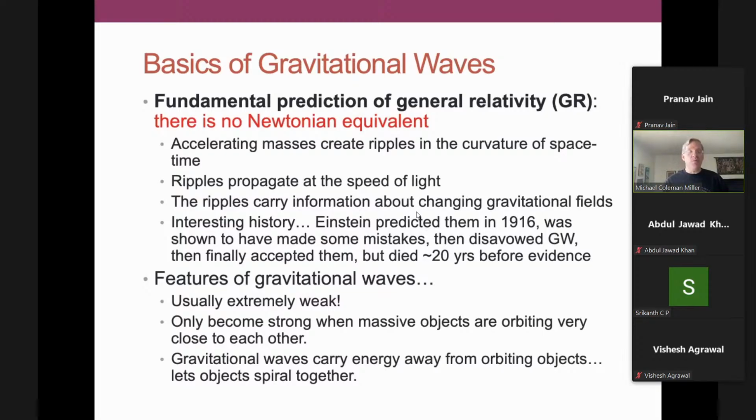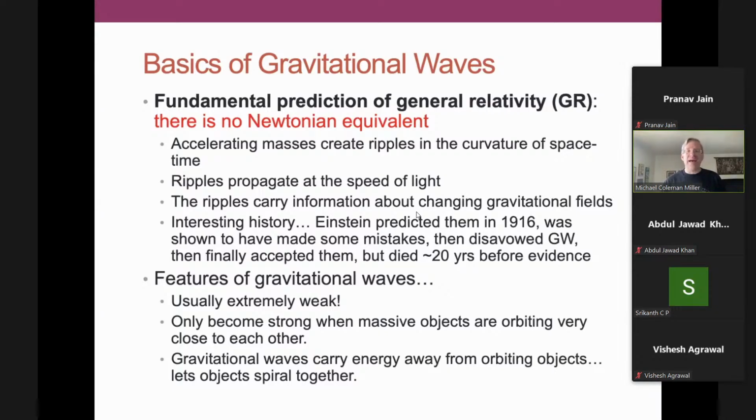In addition, if we want to push the rubber sheet analogy a bit further, we can imagine two bowling balls moving around. And if you did this, you would create ripples in your rubber sheet. And in the same way, there are ripples produced in space-time. These ripples, according to general relativity, propagate at the speed of light. And they carry information about changing gravitational fields.